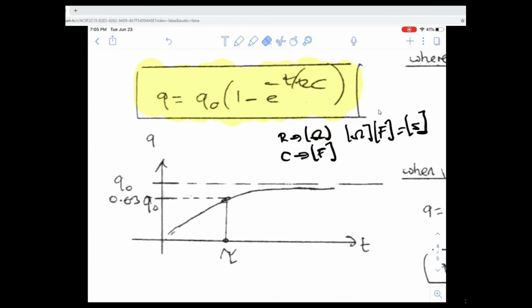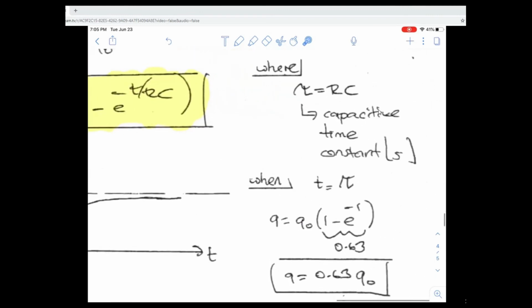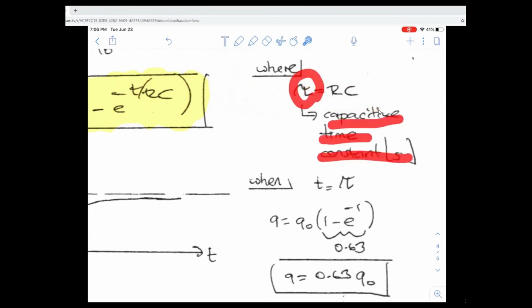All right, so that's just the weird mathematical detail. Exponents cannot have units. Time has the units of seconds, which means that RC has to have the units of seconds. So RC is related to time. Hence the reason why it's known as the capacitive time constant. The combination of RC acts like a time. It's got the time units. So we use the Greek letter tau. This means capacitive time constant.